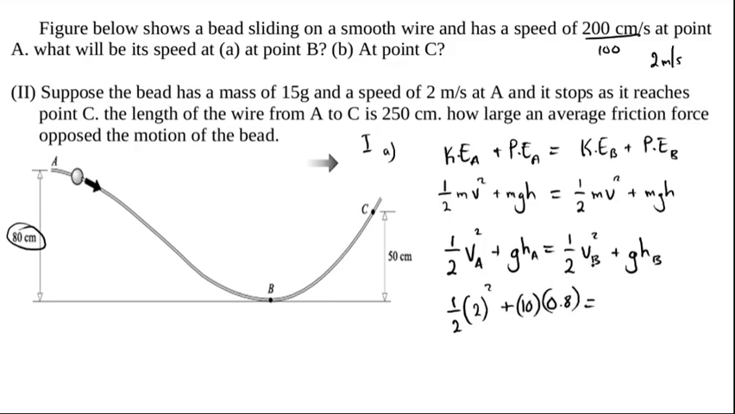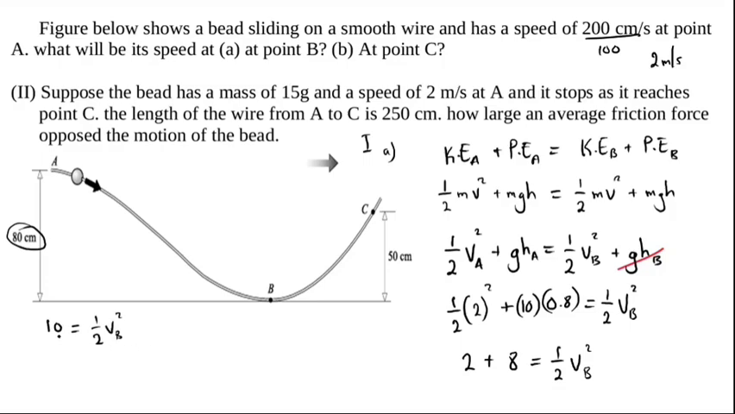This is equal to the velocity at B that we're looking for. Now this part here cancels out because the height at B is 0. It's at the very bottom. So this is what will remain. Half times 4 is 2. 2 plus 10 times 0.8 is 8. This is equal to half v squared. So we get 10 is equal to half v squared.